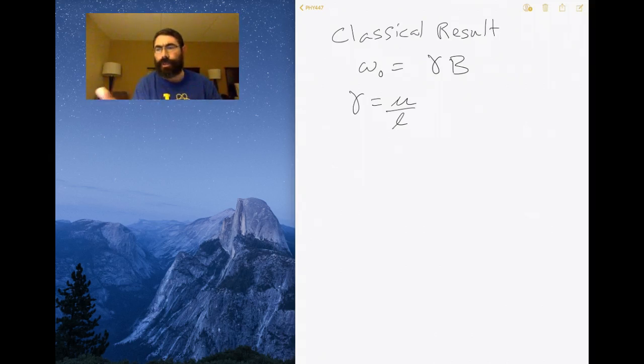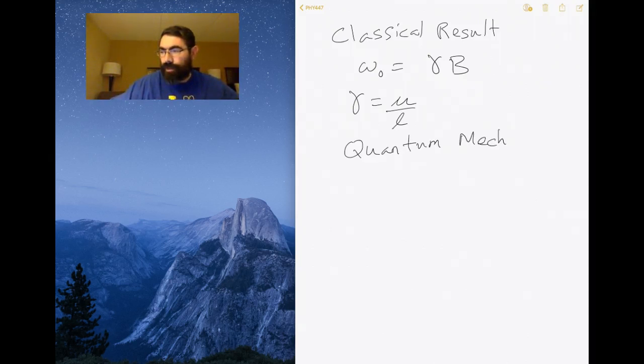So now, since we're looking at angular momentum, let's try and derive this not classically, but quantum mechanically. So what is the quantum mechanical way of trying to calculate this result, say this precession frequency or the gyromagnetic ratio? So we're going to start with angular momentum. Actually, we're going to start with orbital angular momentum.